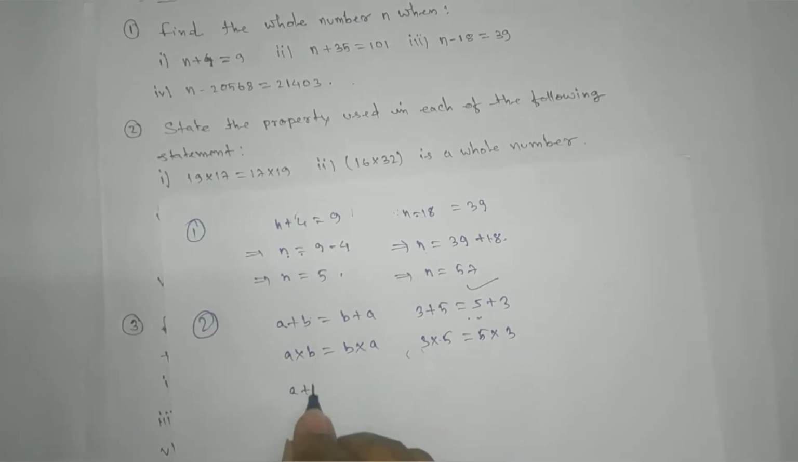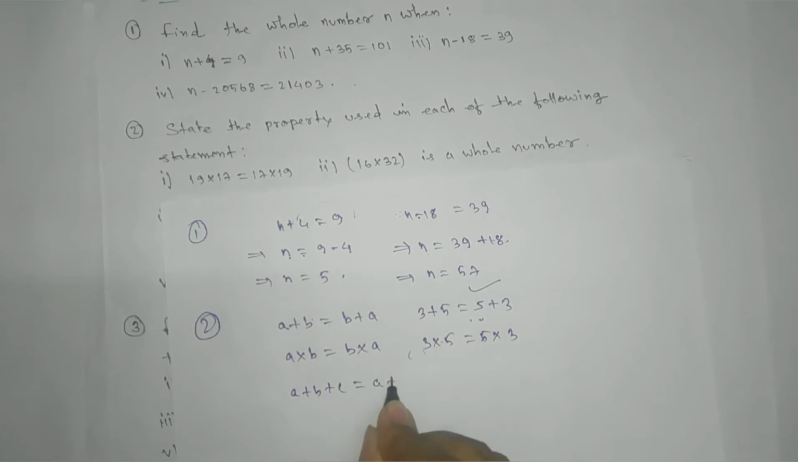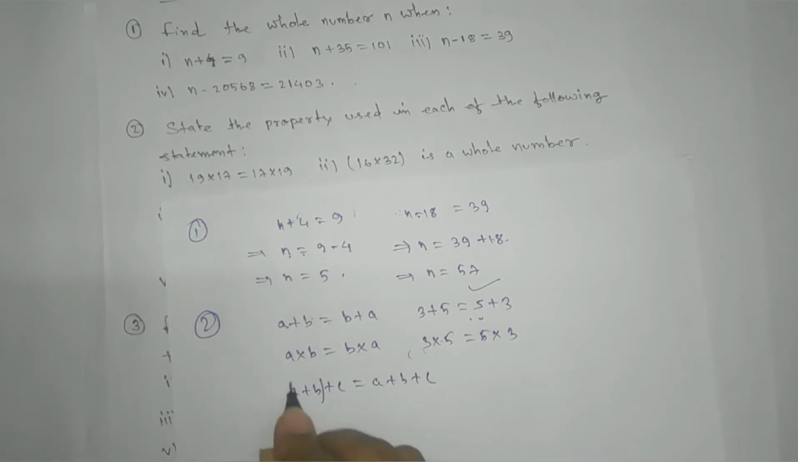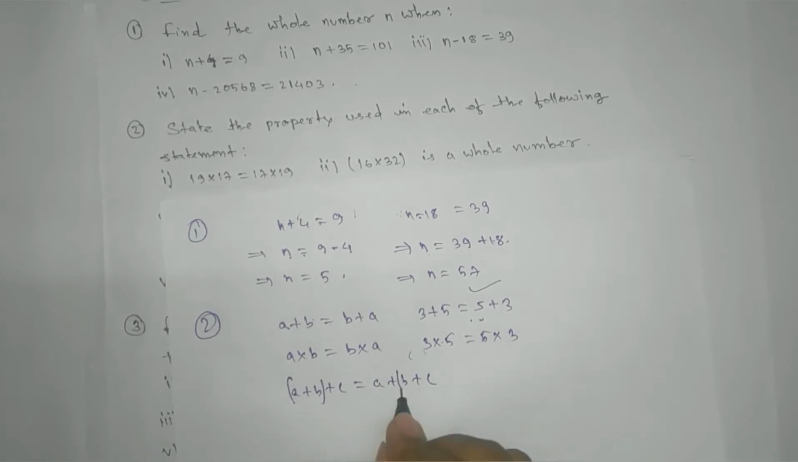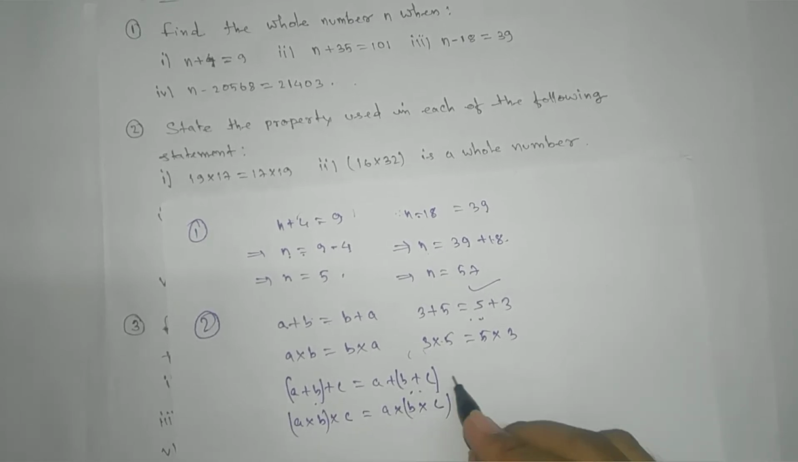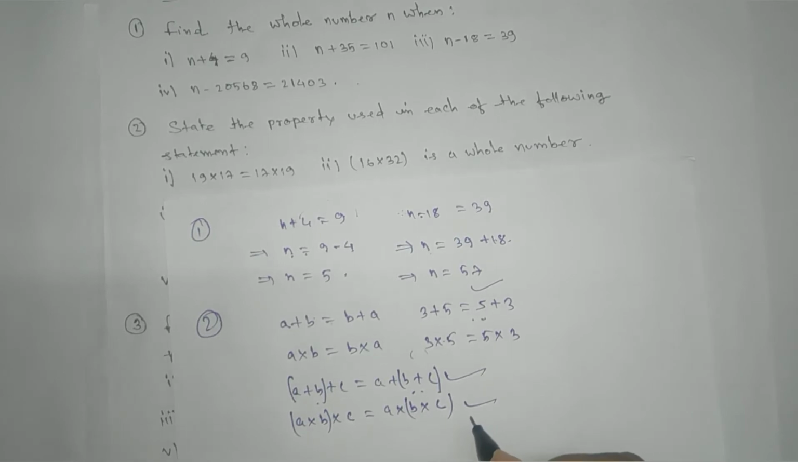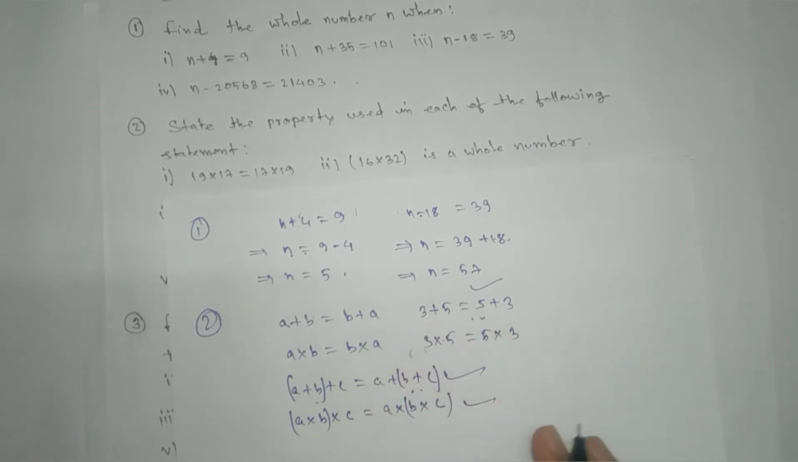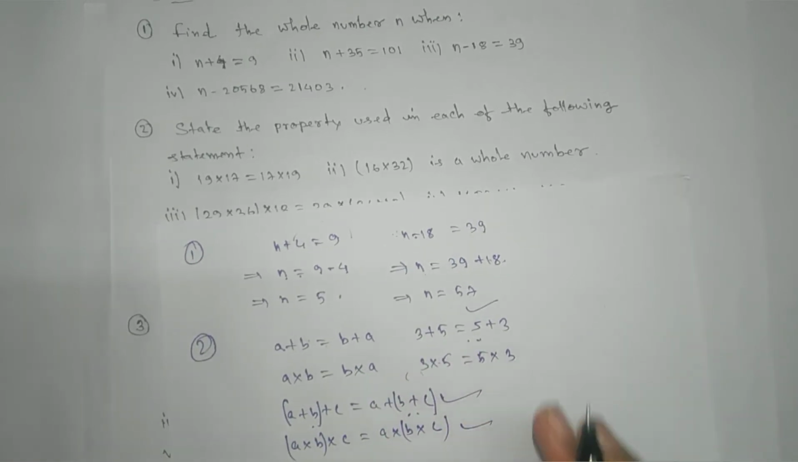That means a plus b plus c on this side, and on this side also a plus b plus c, but if we take the first bracket differently, both are the same here. Similarly, if we change the symbol, this is the associative property for multiplication. This is for addition and this is for multiplication. So with this concept, we'll take numbers and see which property they are applying.